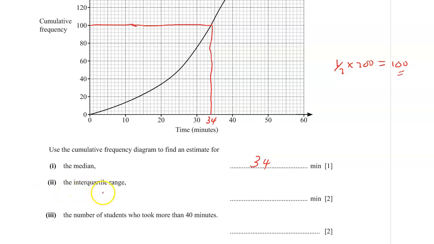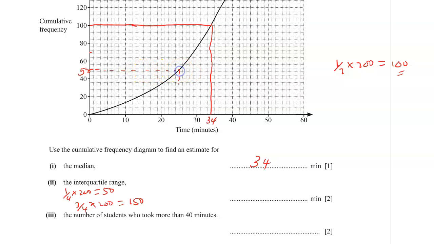The interquartile range. We need a quarter of 200. A quarter of 200 is 50. And 3/4 of 200 is 150. So for the quartiles, we go for 50. 50 is somewhere here. So no, it's here. This is 50. So we go to the graph from 50.